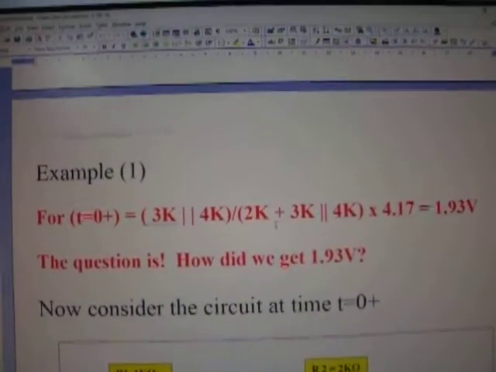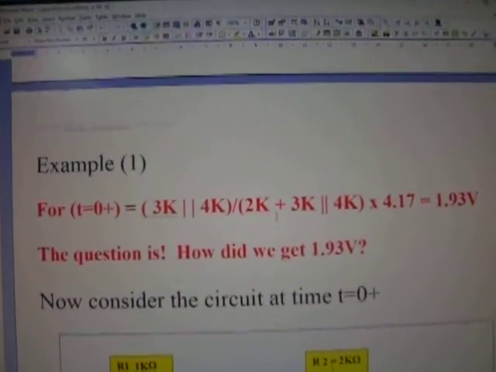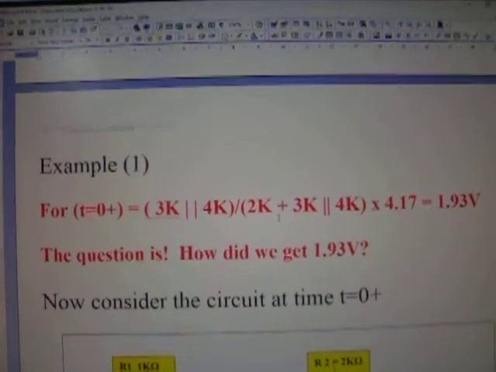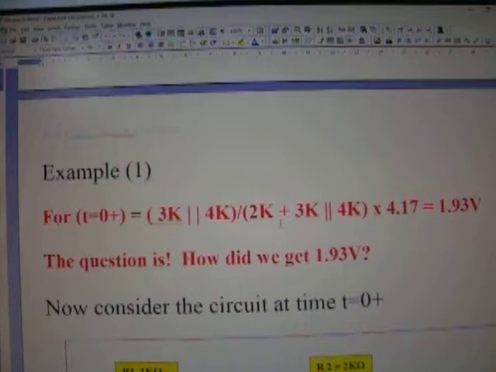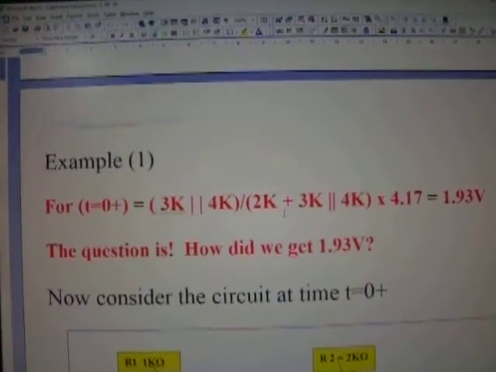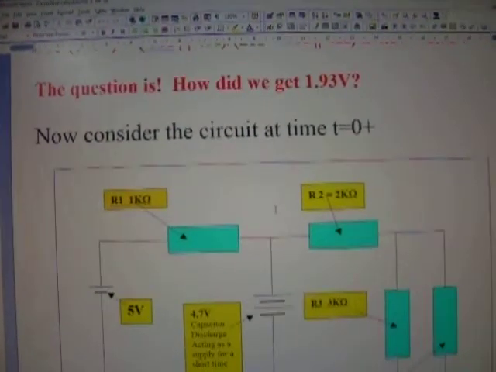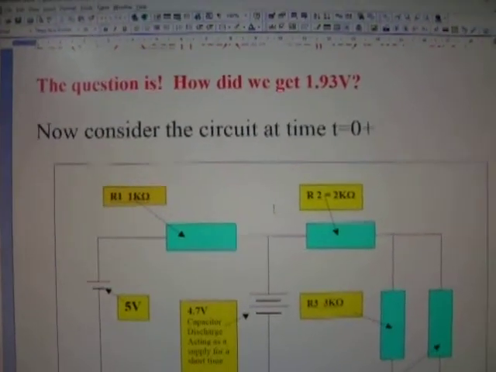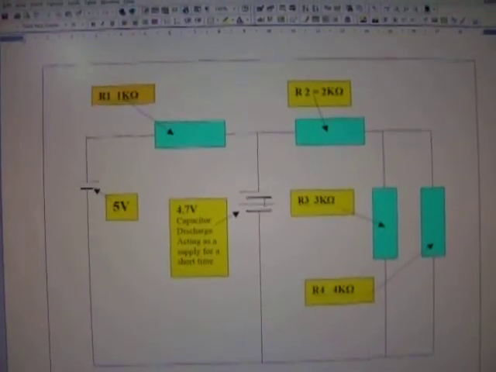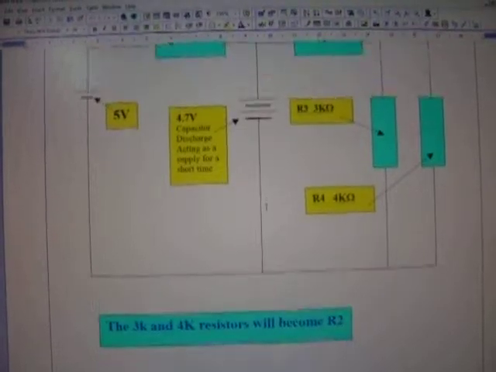Now, you'll see here the example for t equals 0 plus. I've given you 3k is in parallel with 4k. Keep that in mind because those two lines represent parallel. And I've gone on to draw the diagram. Again, always draw out the diagram, show your working. It enables your understanding of the work to be done, okay?